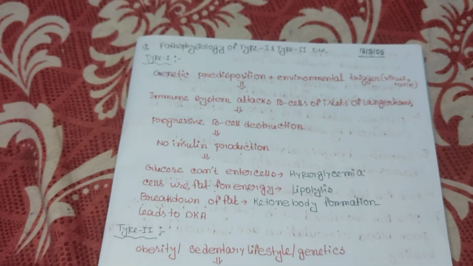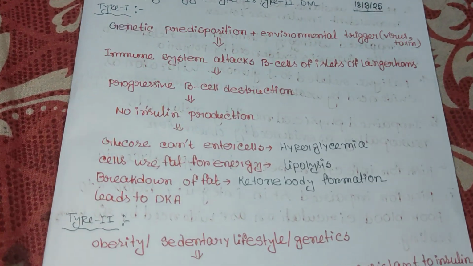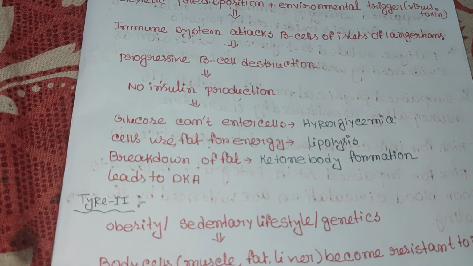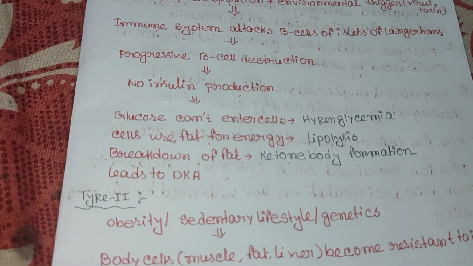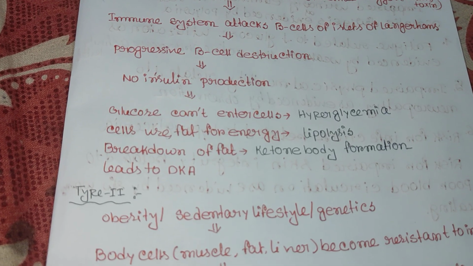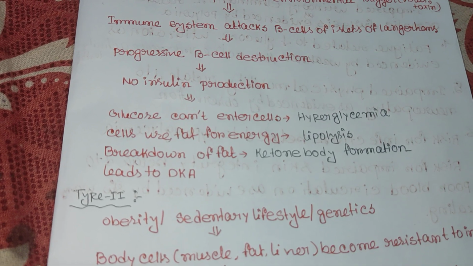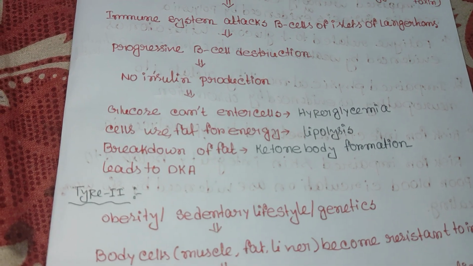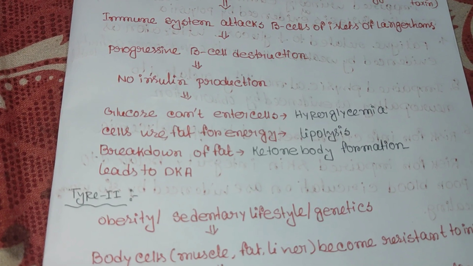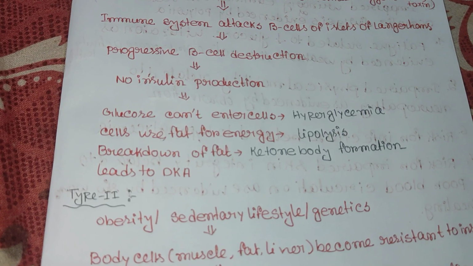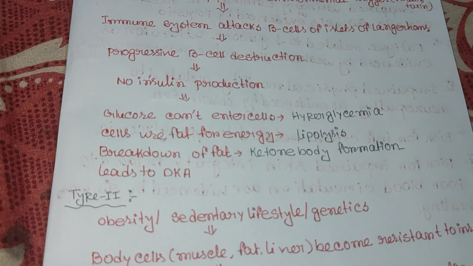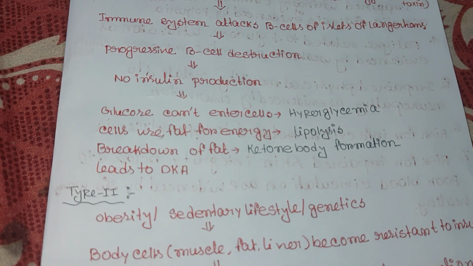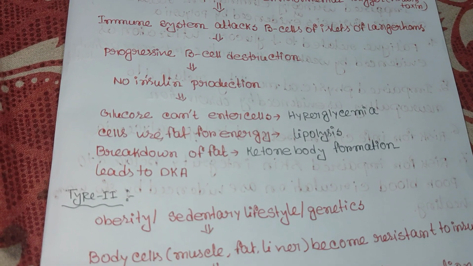For your kind information, diabetes type 1 or type 2: diabetes mellitus is a metabolic disorder. It is characterized by hyperglycemia, or increased blood glucose level. When the glucose level is increased in our blood, this is called hyperglycemia, and the normal range of blood glucose level in our blood is 70 to 140 mg per dL.